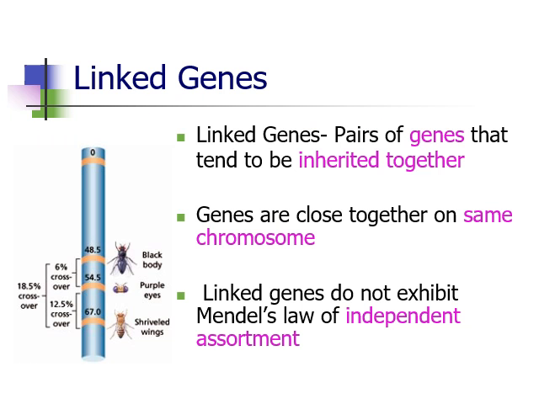Sometimes in genetics, we talk about linked genes. These are pairs of genes that tend to be inherited together. These are going to be genes that are close together on the same chromosome. These genes that are linked together usually don't follow Mendel's law of independent assortment.